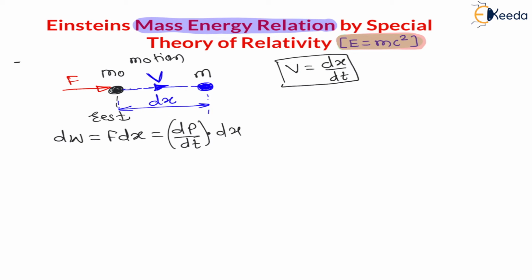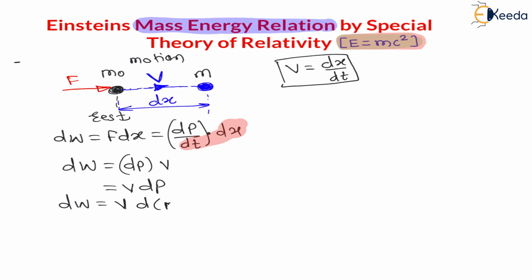Therefore here can I say this dx divided by dt, can I replace with velocity? Therefore my dear students, this dW work becomes dp into v. Therefore again I can write v dp, right? So my dear students, this dW is equal to v dp, change in momentum. But what is momentum? Momentum is product of mass and velocity. Therefore d of mass and velocity, this will be our work, right?